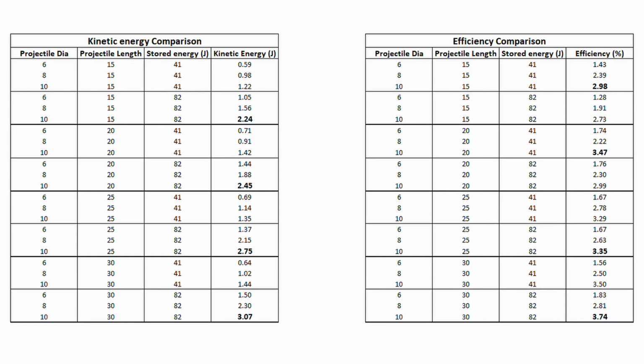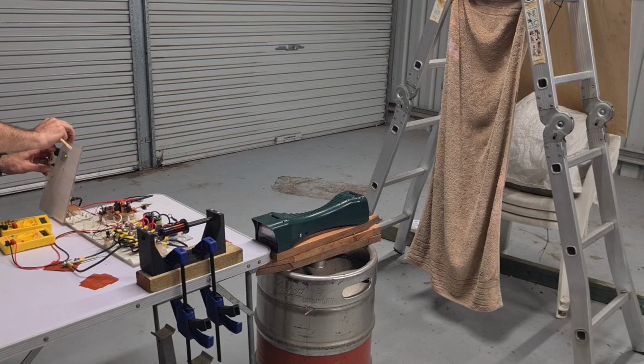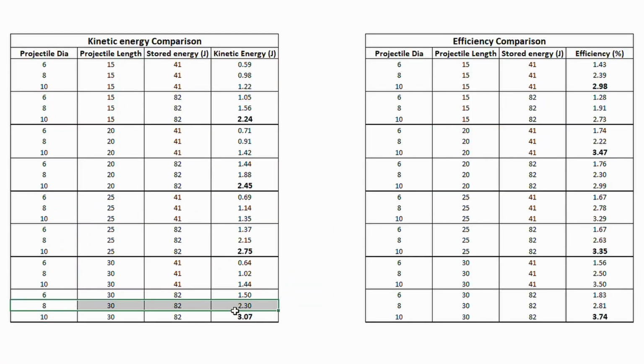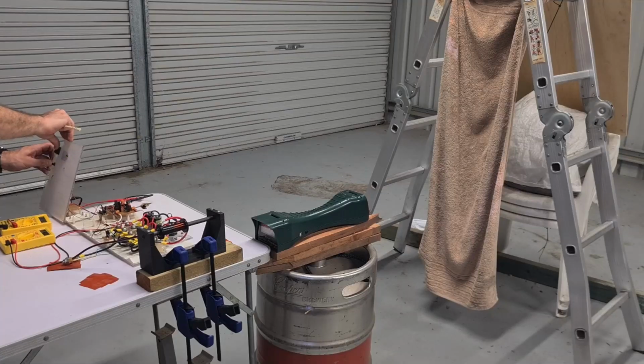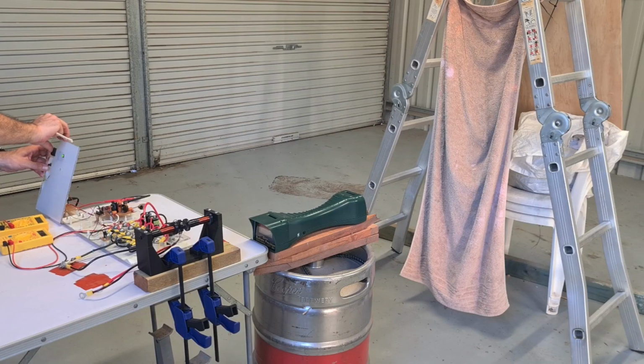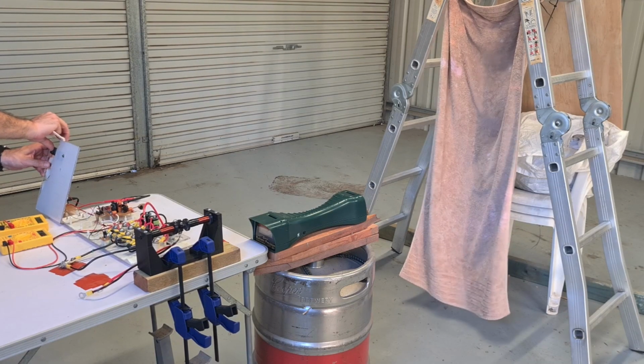When it came to the highest kinetic energy and efficiency, the order was flipped, with the 10mm projectile achieving 3.07 joules with a 30mm long projectile at 19 meters a second and 3.74% efficiency, followed by the 8mm by 30mm long projectile at 2.3 joules at 20 meters a second and 2.81% efficiency, then the 6mm by 30mm long projectile at 1.5 joules at 23 meters a second and 1.83% efficiency.